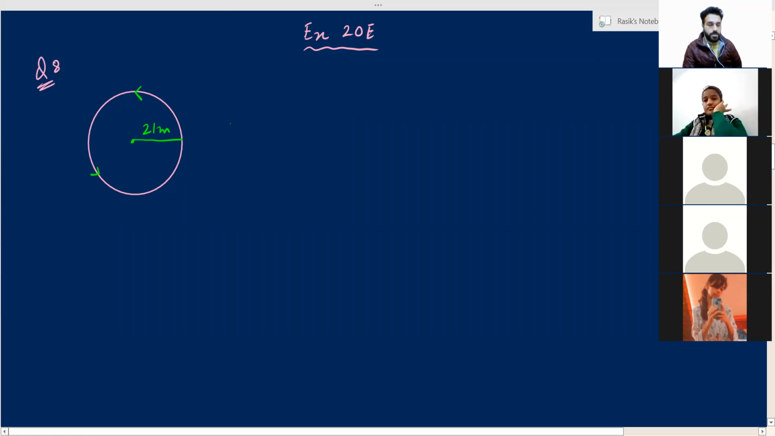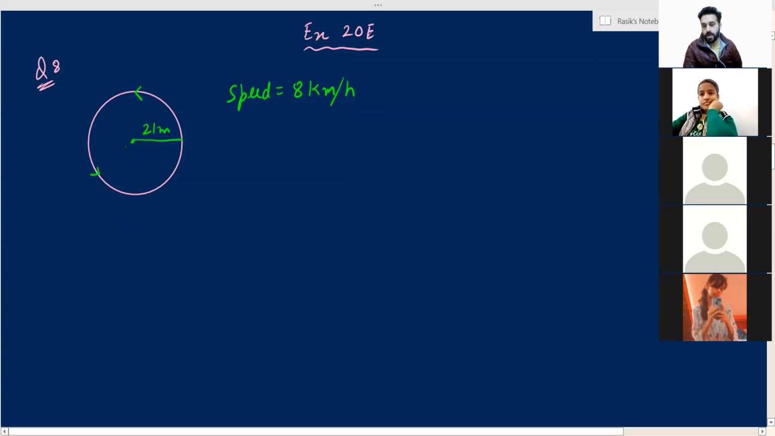Now, you have to find how much time he will take to complete one round if the speed is given as 8 kilometers per hour. This is the speed at which he is cycling. So speed is given in the question. We have to find time.